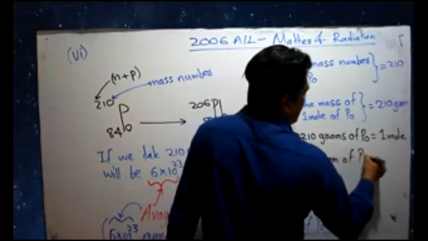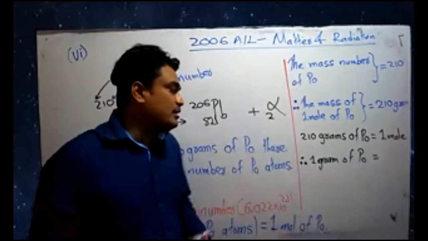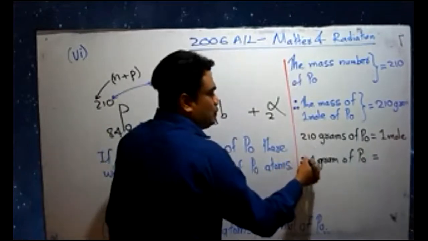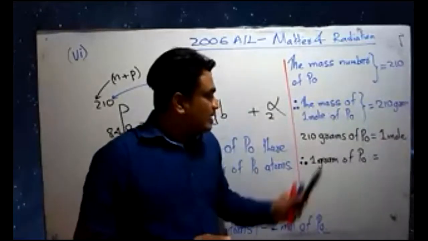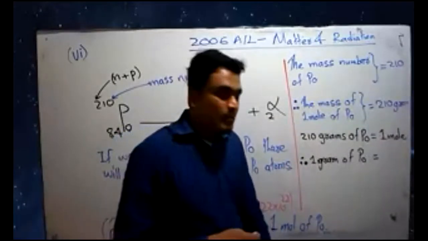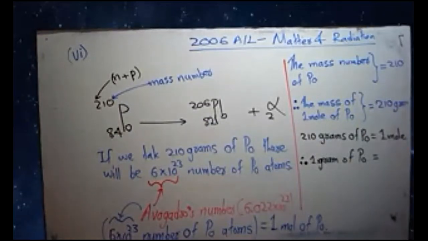of polonium should be equal to, can somebody unmute the mic and tell me? If 210 grams of polonium equal to 1 mole, if we have 1 gram, how many moles will be there? How do we find? What's the procedure? 1 over 210.